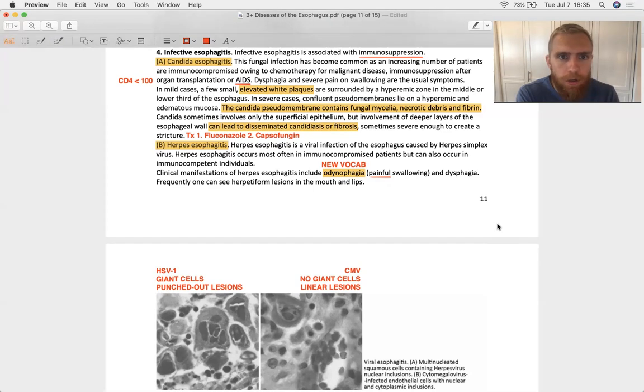So candidal esophagitis. I think as Golian said, there is no way in God's green earth that anyone will ever get Candida esophagitis unless they are really poorly immunocompromised. And typically it's going to happen with AIDS patients with CD4 counts under 100, which is super low. Candidal esophagitis presents with elevated white plaques, the white snowy-like color, very characteristic of Candida.